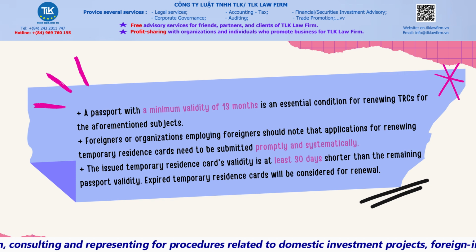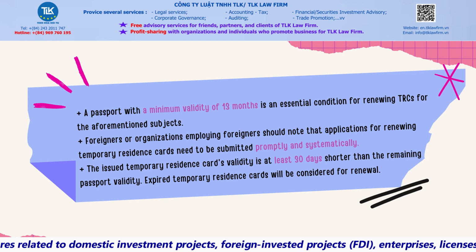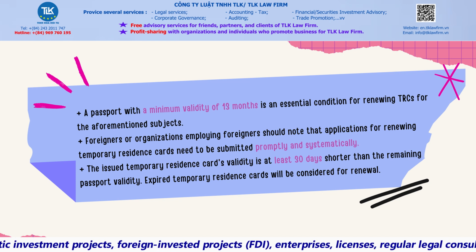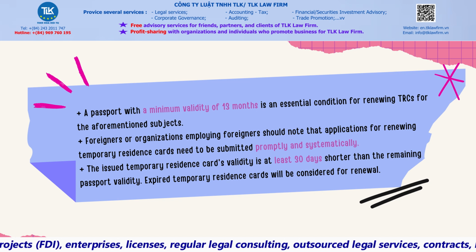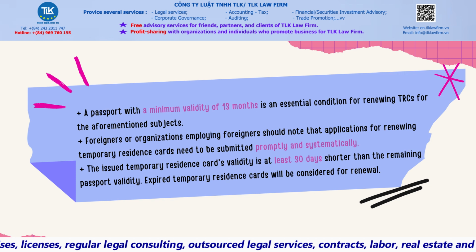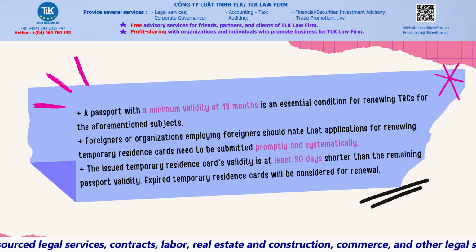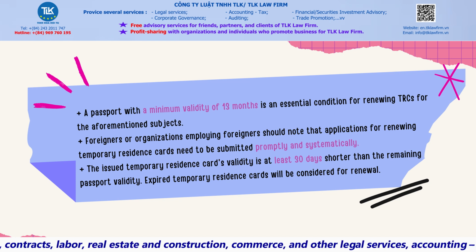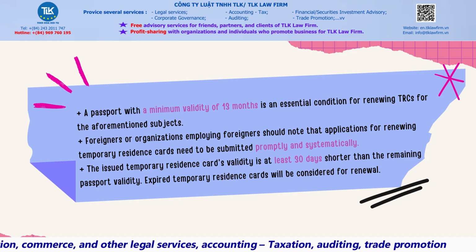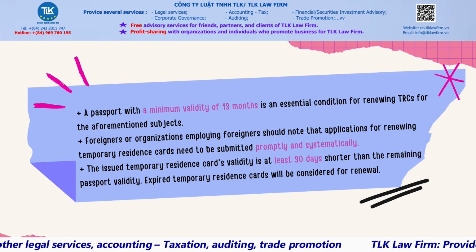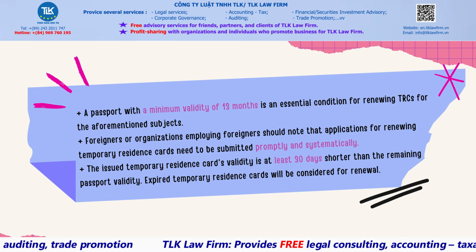A passport with a minimum validity of 13 months is an essential condition for renewing a TRC for the aforementioned subjects. Foreigners and organizations employing foreigners should note that applications for renewing a TRC need to be submitted promptly and systematically. The usual TRC validity is at least 30 days shorter than the remaining passport validity. Expired TRCs will be considered for renewal. Regulations on TRC durations aim to ensure the management and control of foreigners.